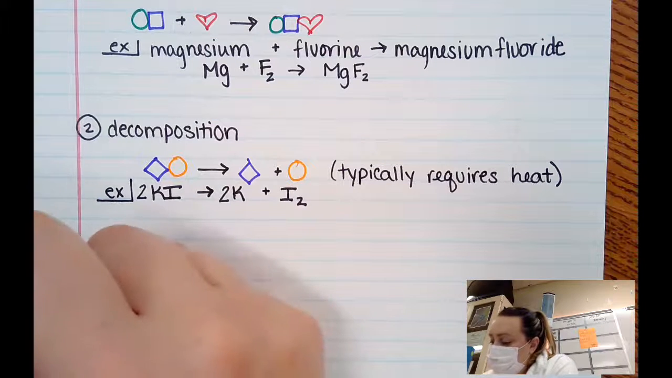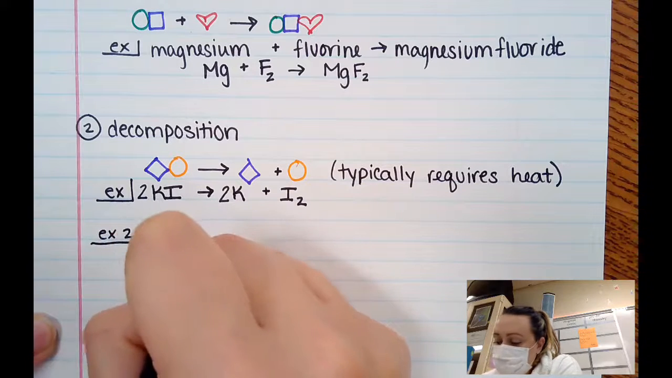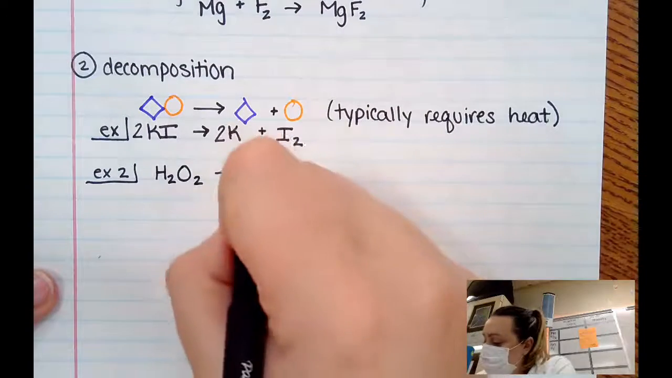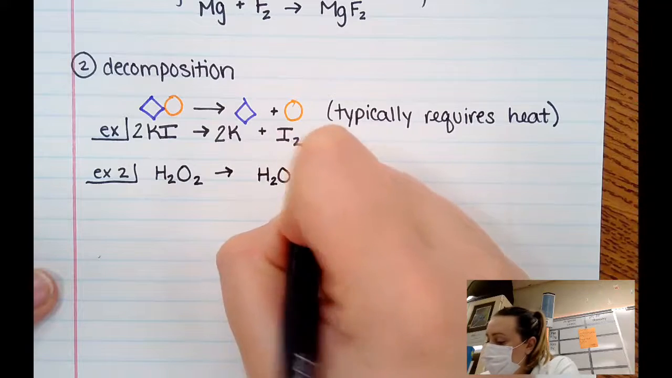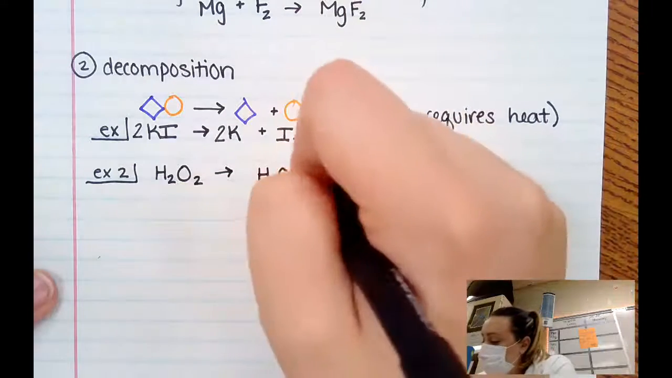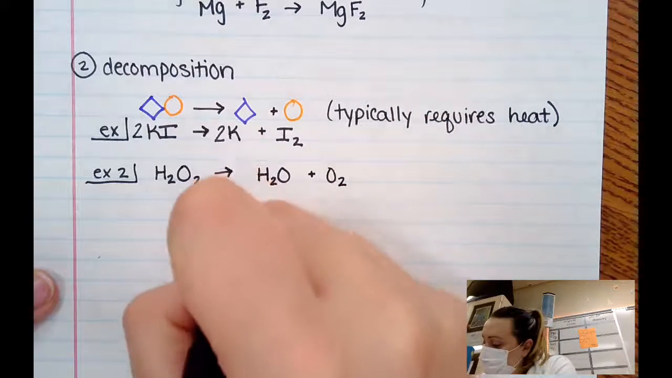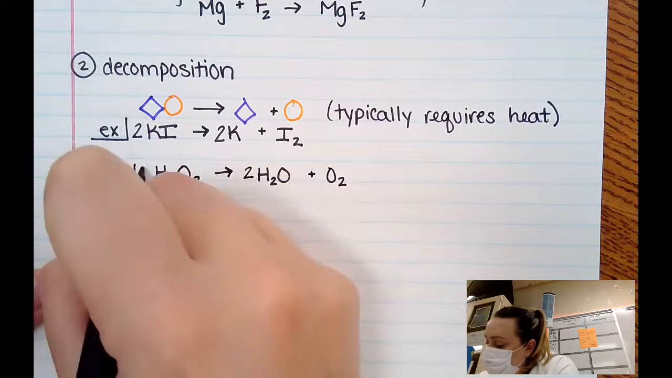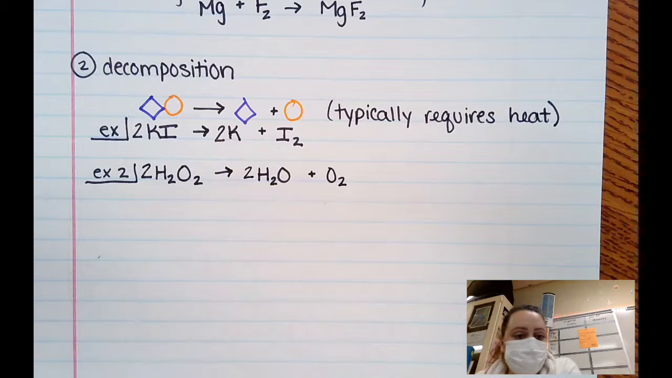Another example of this is hydrogen peroxide. Over time, it will break apart into water and oxygen gas. So one thing broke apart into smaller things, it is decomposing.